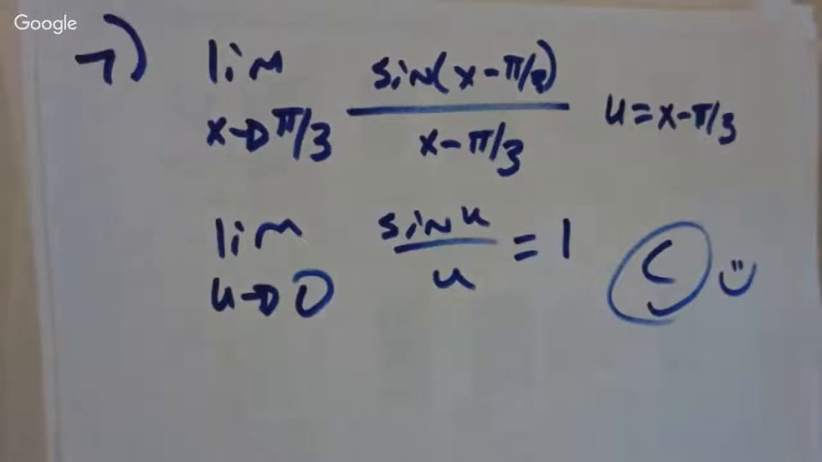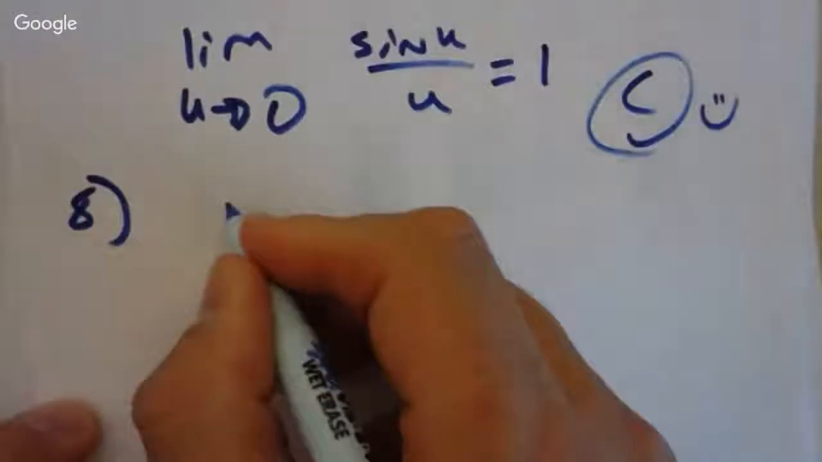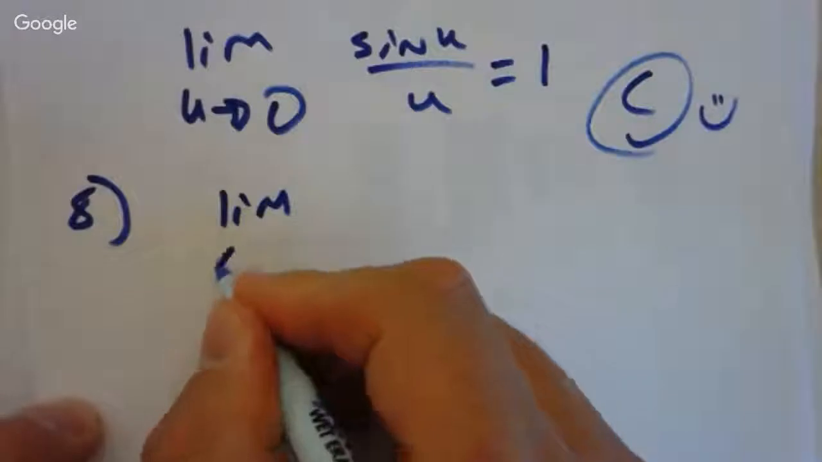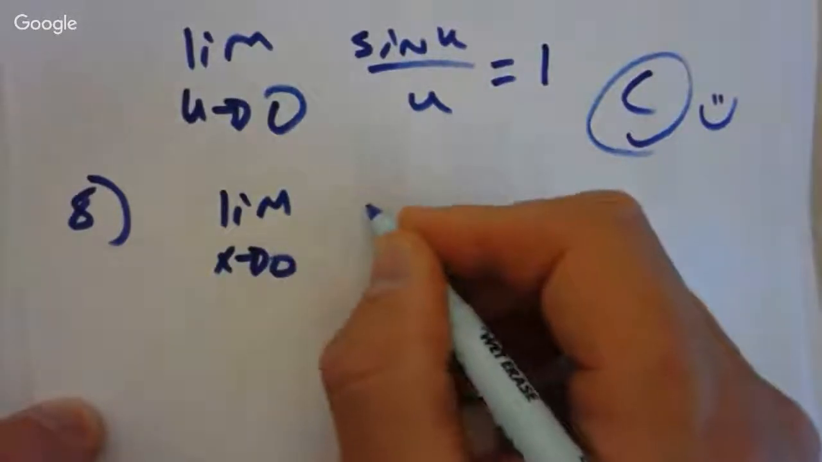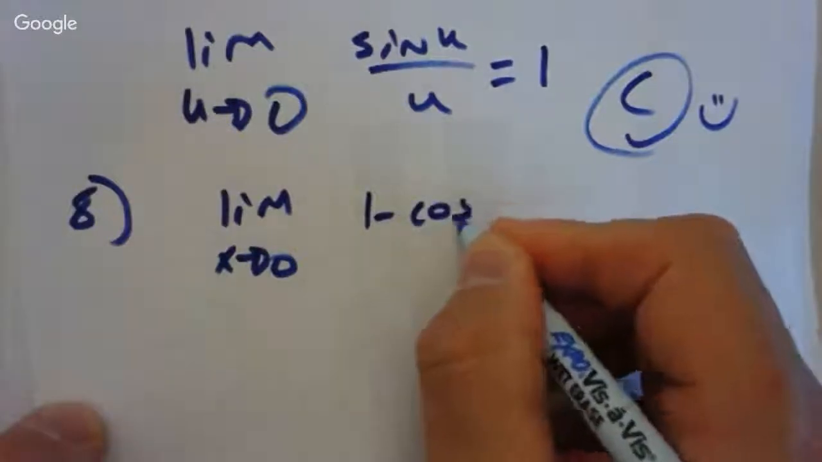Okay, questions on that one? Then another beautiful one. Let's go to 8, because I don't even see how to do 8 off the top of my head. Let's look at that one. We got the limit as x approaches 0 of... no. What is this train wreck?